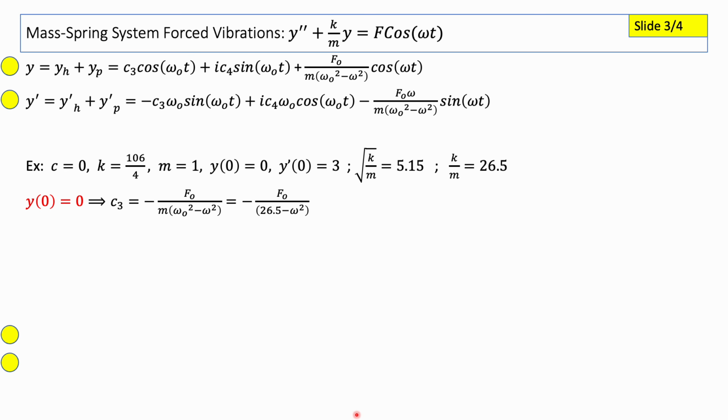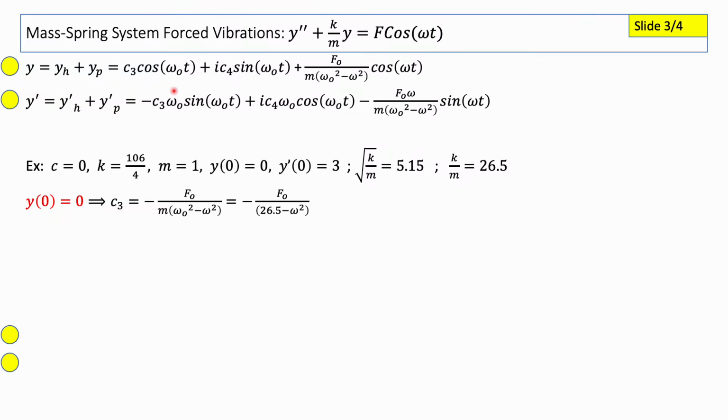But you see here, the initial condition is y of 0 equals 0, y prime 0 equals 3. That's the reason why once we got y, we got its derivative also. Square root of k over m is omega naught, and k over m is omega naught squared. Y of 0 equals 0 implies, well, let's try it.